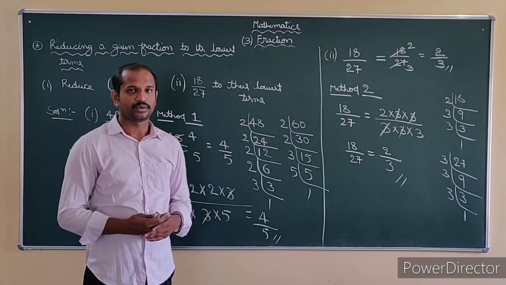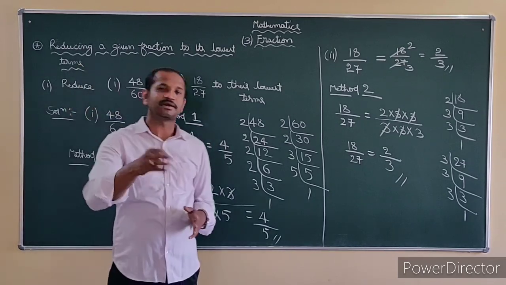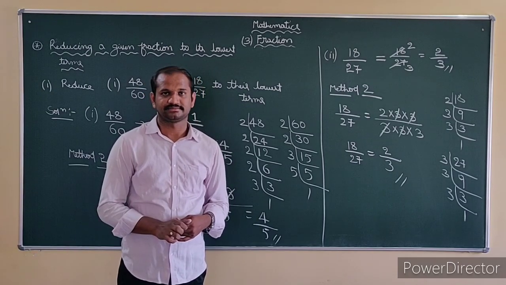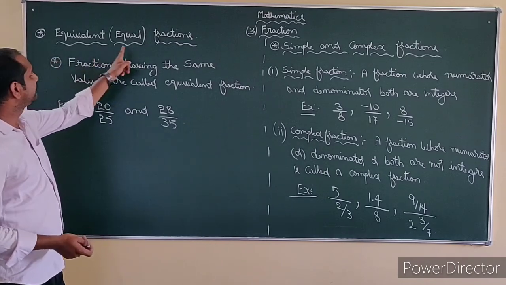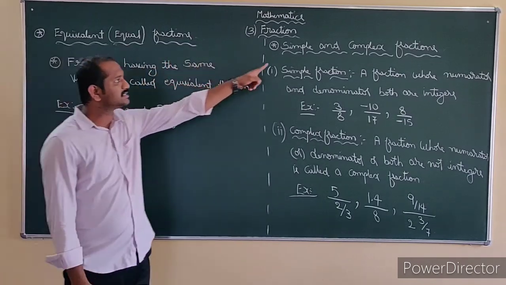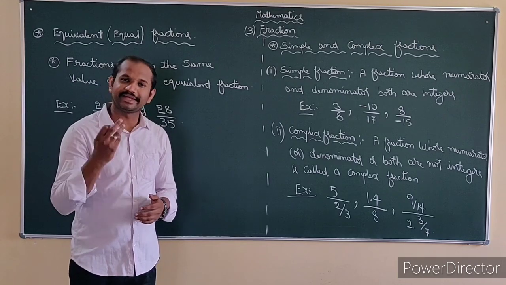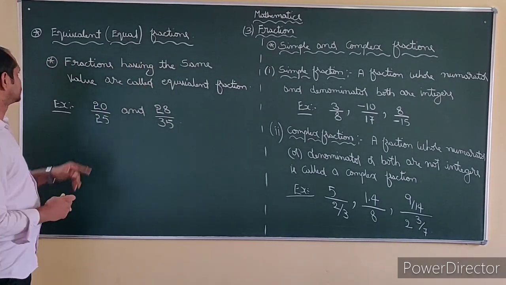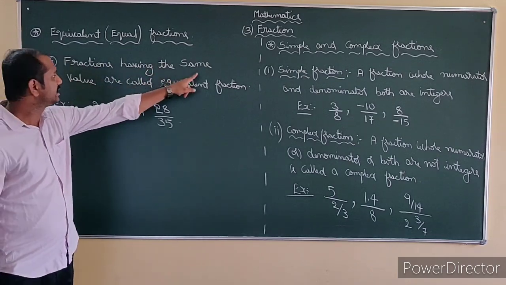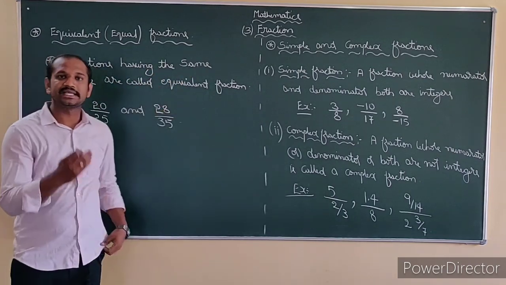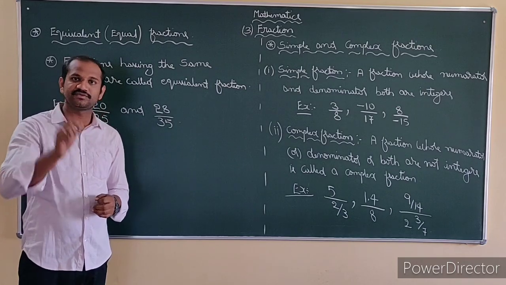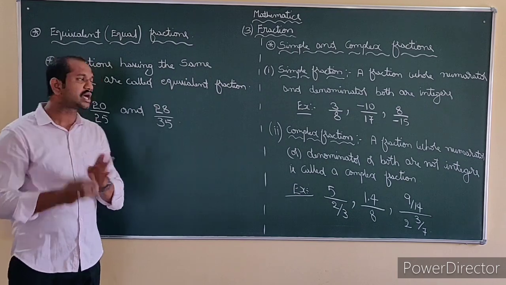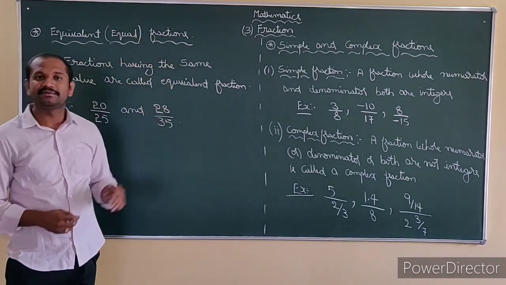Try on your own. Now we will go for something called simple and complex fractions, and also writing equivalent fractions. We will see what we mean by equivalent or equal fractions and simple and complex fractions. Very easy. First let us see what we mean by equivalent and equal fractions. Fractions having the same value are called equivalent fractions. When you cancel the fractions, you should get the same value. Those are what we call equivalent or equal fractions.